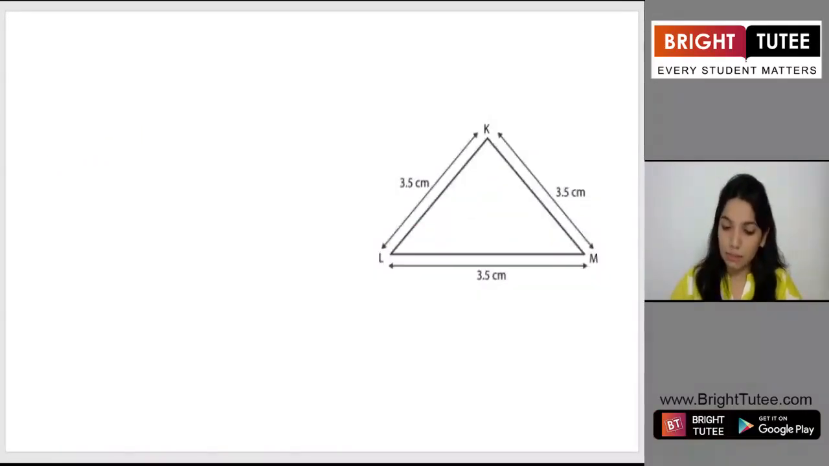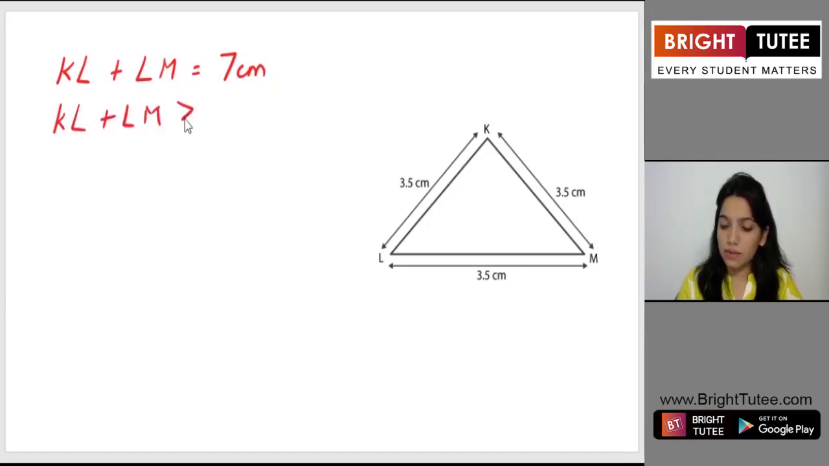Let's take another example. Here we have KL, LM and MK. Each of them measures 3.5 centimeters. Okay. So if I add KL plus LM, the answer that we'll get is 7 centimeters. And clearly 7 centimeters is greater than KM. So we can say that KL plus LM is greater than KM.